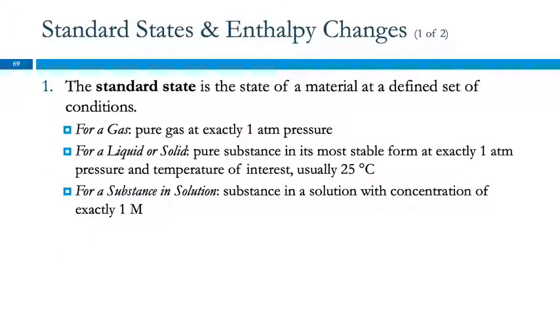So the standard state is a set of defined conditions. If you have a gas, the standard state for a gas is the pure gas at 1 atmosphere of pressure. If you have a liquid or a solid, it's the pure substance in its most stable form at 1 atmosphere of pressure and the temperature of interest, which is usually 25 degrees Celsius. It's 25 unless it's specified otherwise. And if you have a substance that's in solution, it's that substance at a concentration of exactly 1 mole per liter. So this is what we've defined as the standard states.